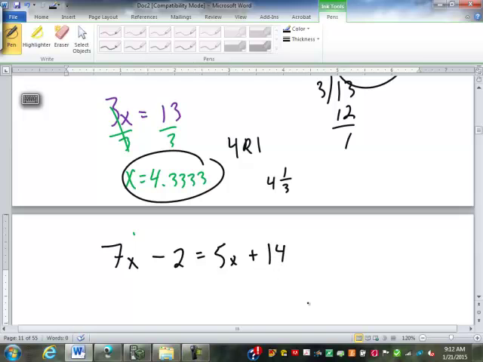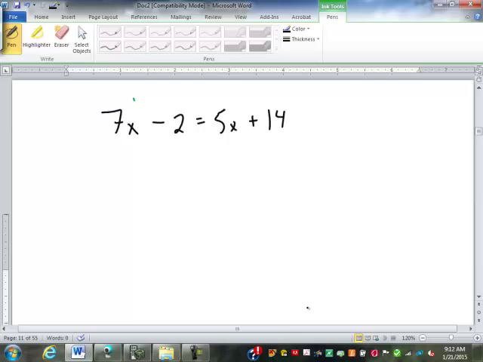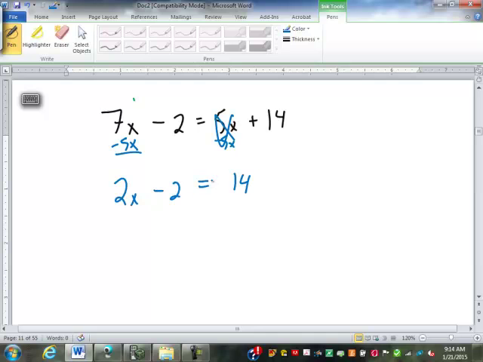Here, I'll pause this and let you guys solve this one. So, first step. Got to combine the 7 and the 5. How are we going to do that? Got to subtract the 5x. Here's a positive 14 over here. Subtract 5x over here gives us 2x, and we still have the minus 2.